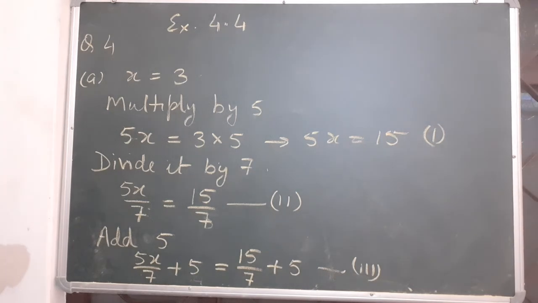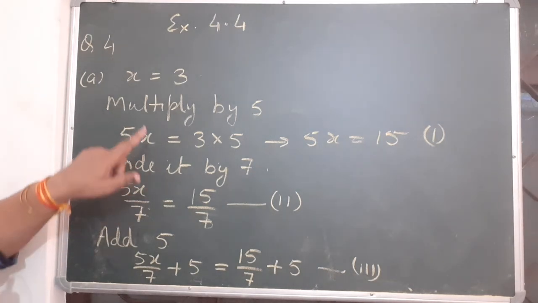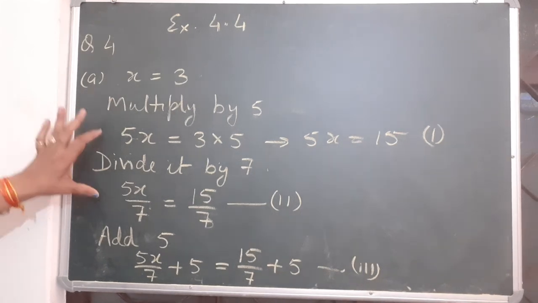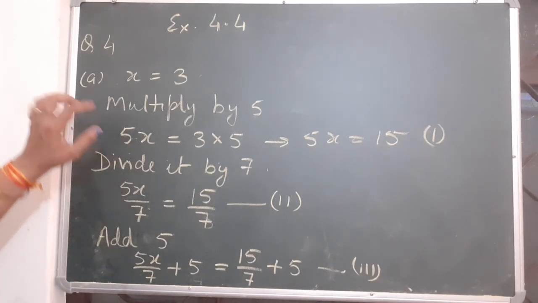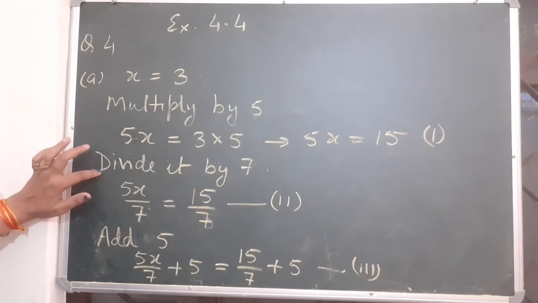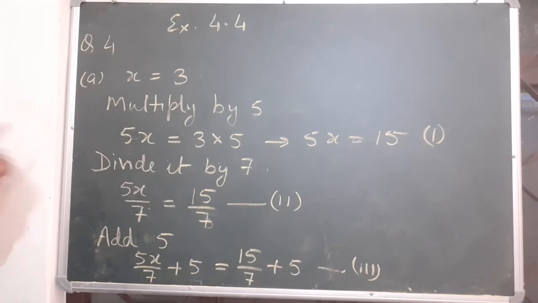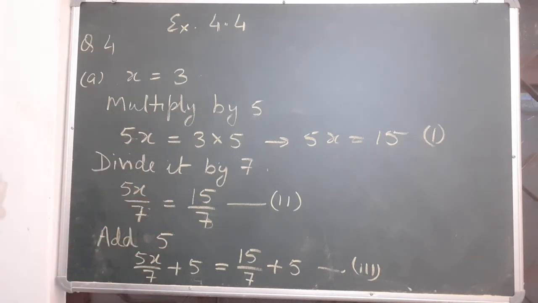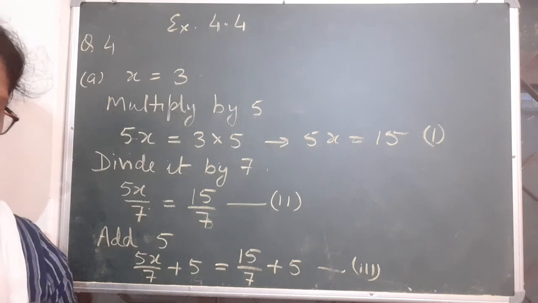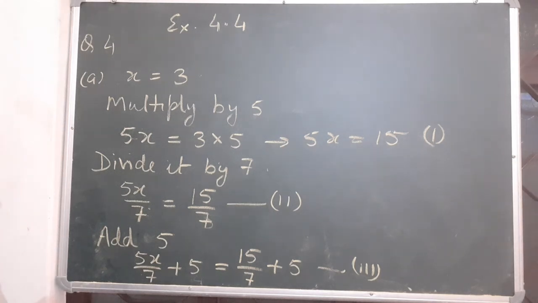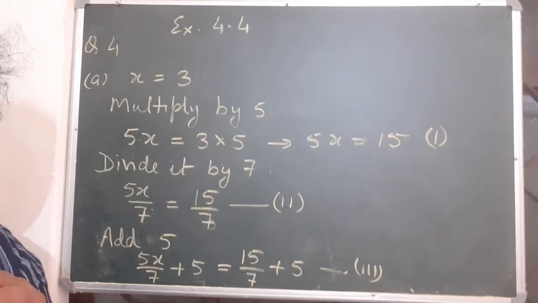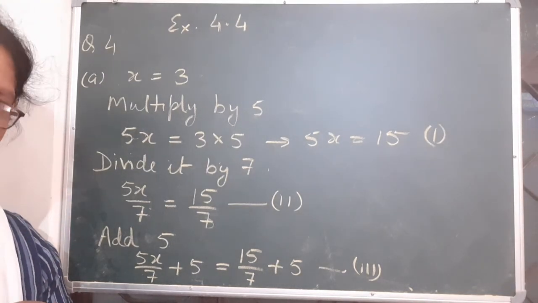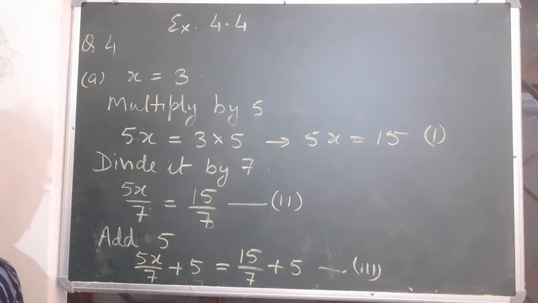It's not necessary that only these numbers you have to use. You can use any number on your choice. But whatever number you are multiplying or dividing or adding or subtracting must be done on both the sides. Then only it will form an equation. So in this way, question B you have to do yourself. Now in this way children, exercise 4.3 is complete. We will continue in the next video.